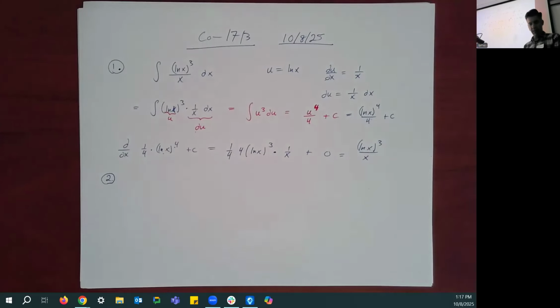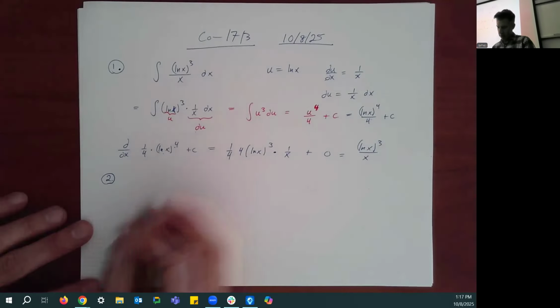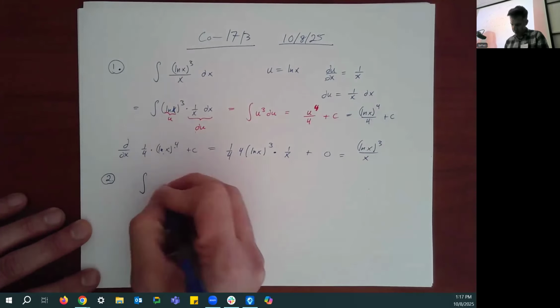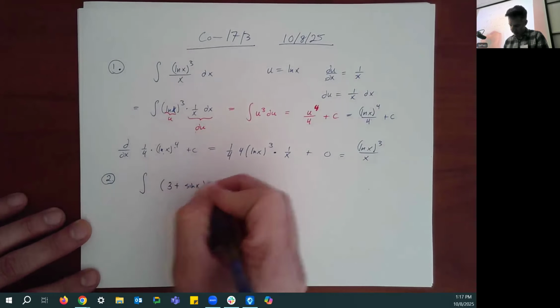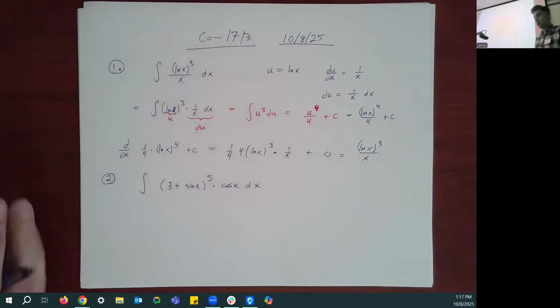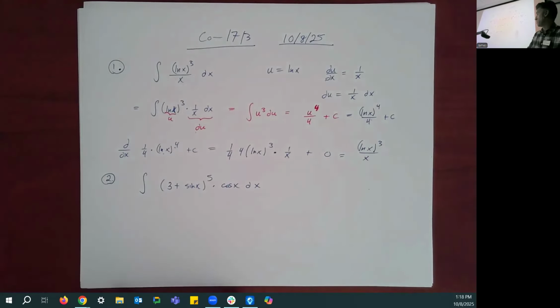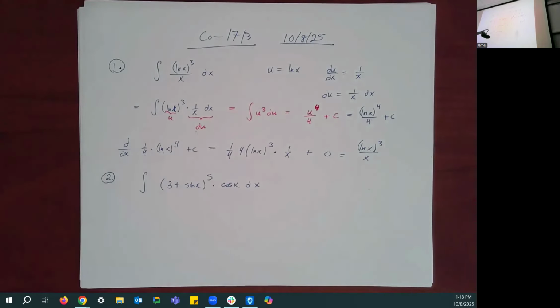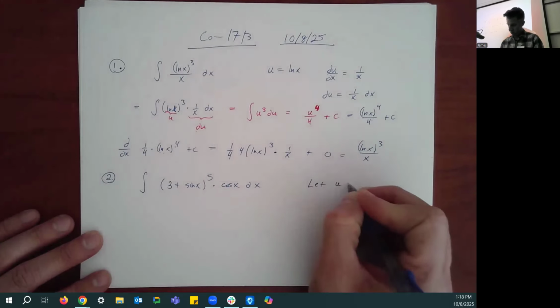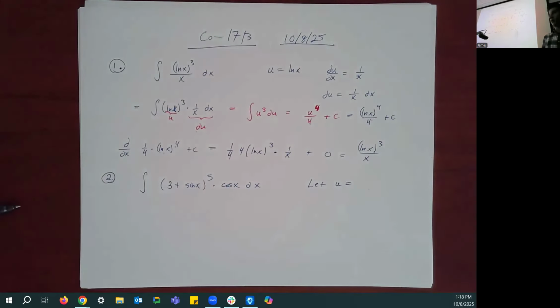Okay, so let me have you all try this next example. I want you to find the antiderivative of (3 plus sine of x) to the fifth power times cosine of x dx. And I think I've written it in such a way that there should be what seems like an obvious choice for you. So try that one on your own. I'll give you a couple minutes.